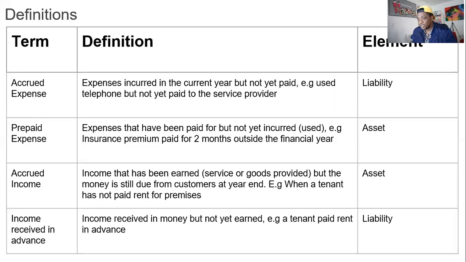Then lastly, income received in advance. This is income received in money but not yet earned. So a tenant that pays for 3 months in the following financial year, for example, even 1 month, those ones are paid. That income you have received in advance, but you haven't provided the service yet. So if you haven't provided the service yet, you're not yet entitled to that income. So you have a liability towards the person that is giving you their money without you providing a service to them.